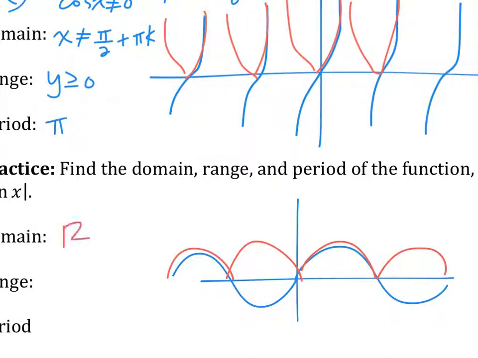So then the domain is all real numbers. Range is going to be from 0 to 1. And the period was 2 pi, but now you flip it back up, so then you are repeating every pi. So whenever you get to something that you have never seen before, you can still analyze it based on your knowledge of what's going on. Okay, let's try another one.